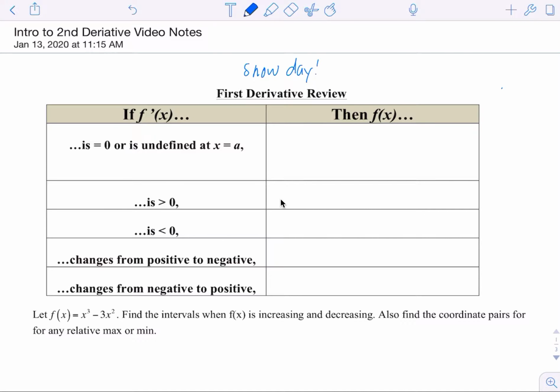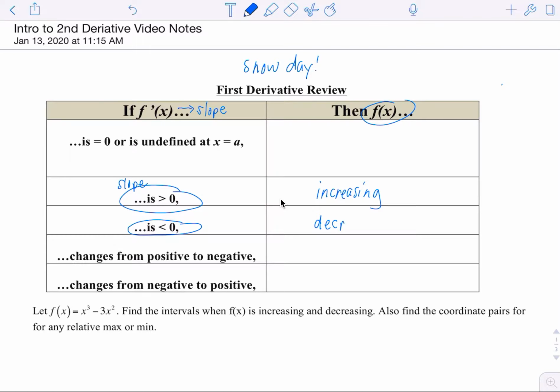I'll start with this one: the first derivative is greater than 0. We know that the first derivative represents the slope. So that means the slope is greater than 0, meaning the f graph must be increasing. Similarly, if the slope is less than 0, the f graph must be decreasing. Okay, all right, let's go back to the top.